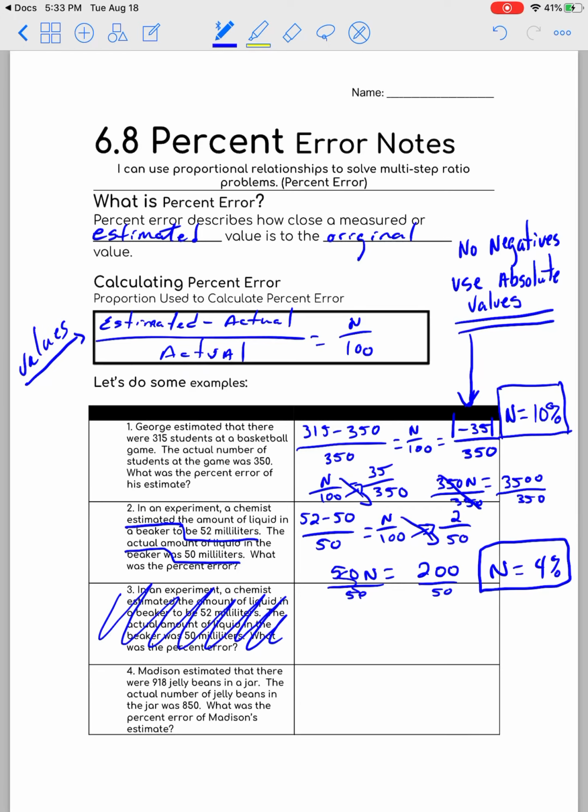Madison estimated that there were 918 jelly beans in a jar. The actual number of jelly beans in the jar was 850. What was the percent error of Madison's estimation? So she estimated 918, actual 850. Estimate minus actual. 918 minus 850 over top of the actual of 850 equals n over 100. What's 918 minus 850? 68.